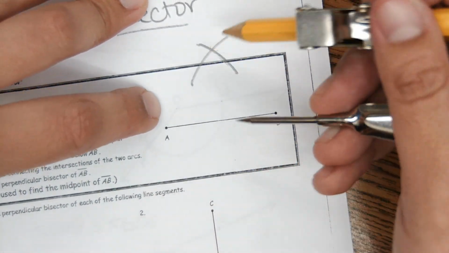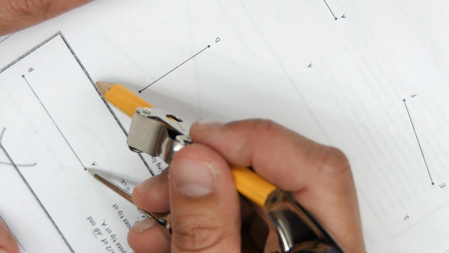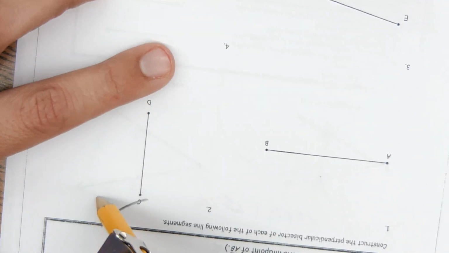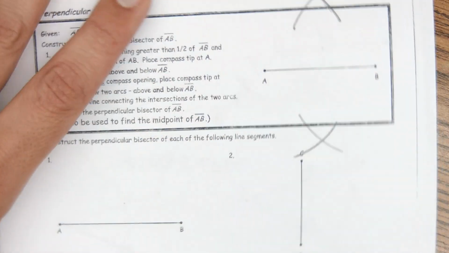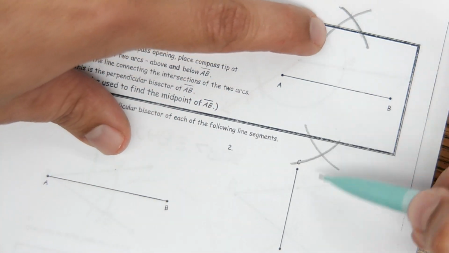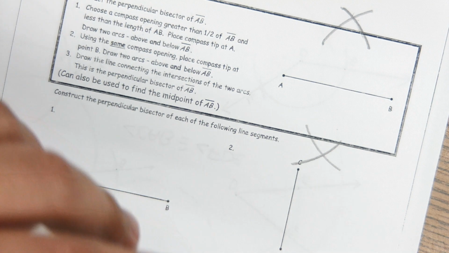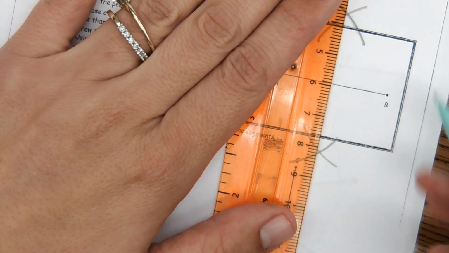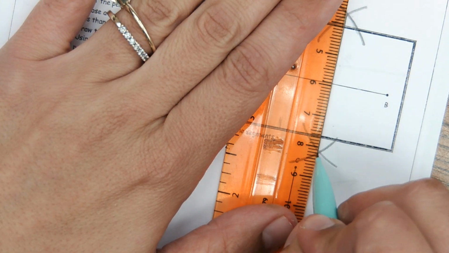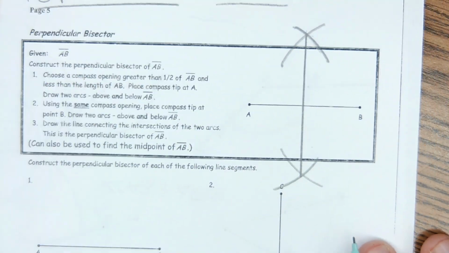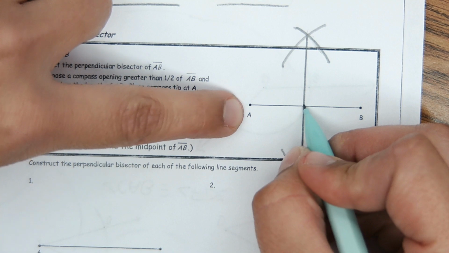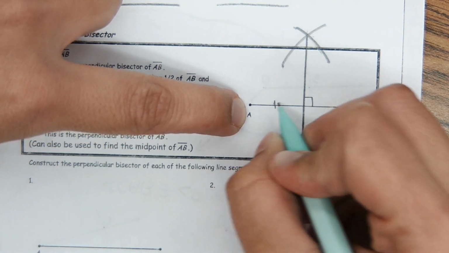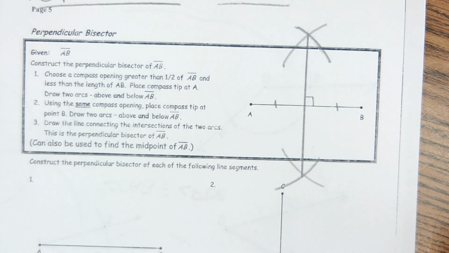Then once you have that crossed, you're going to do the same thing underneath this segment. So put it on A and make a mark down here, and at B, make a mark like this. Now where these intersections are, we're going to connect those dots to get the perpendicular bisector. So we're going to connect this and this. And that right there intersects at the exact midpoint and is perpendicular. So it makes a 90-degree angle, and both of these segments are the same measure.